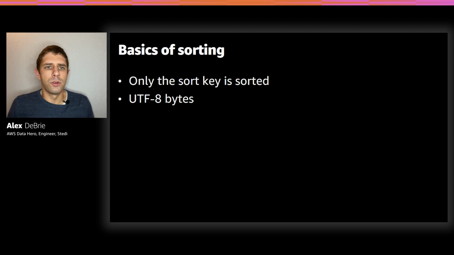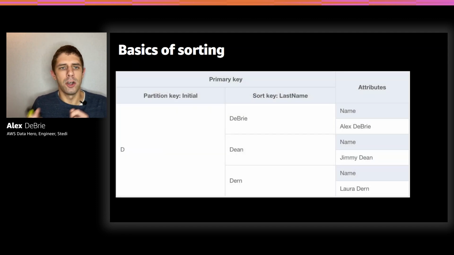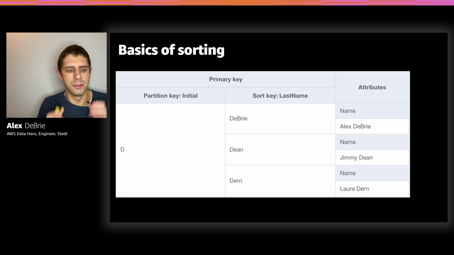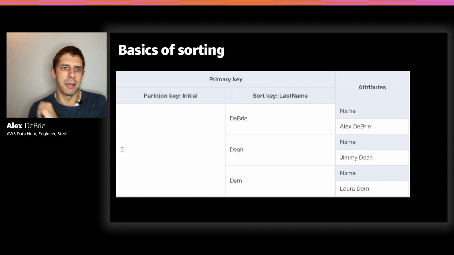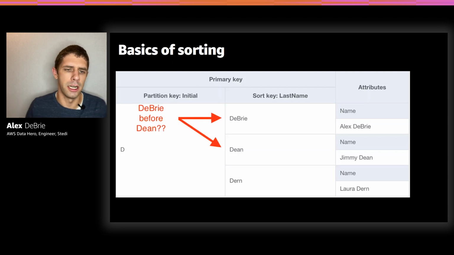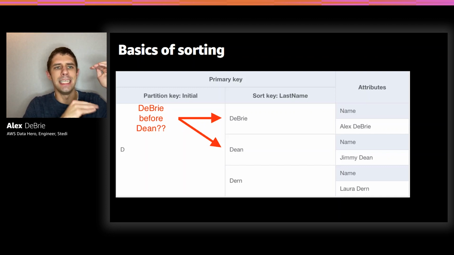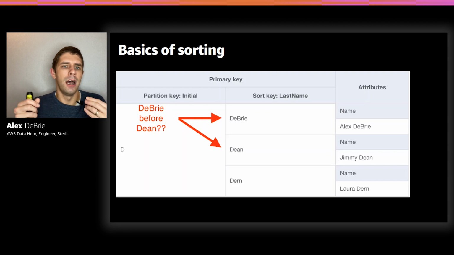Now, that sorting is done in order of UTF-8 bytes, which basically means alphabetical, but there are a few caveats here that I want to walk through. So let's look at this quick little example. Maybe I have a few people stored in my table. I have myself, Alex DeBrie, we have Jimmy Dean, we have Laura Dern. One thing you might notice there is, wait a second, why is DeBrie, D-E-B, listed ahead of Dean, D-E-A? B comes after A in the alphabet, so shouldn't that come after it?